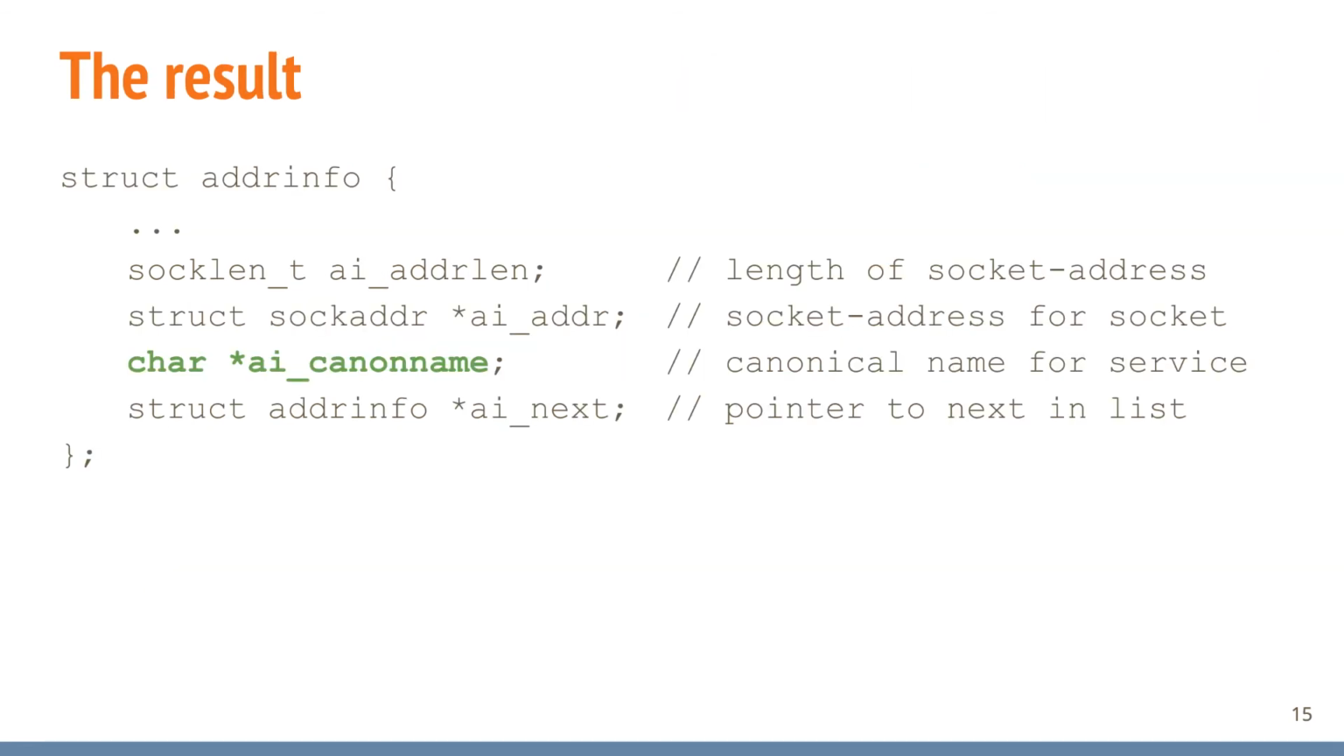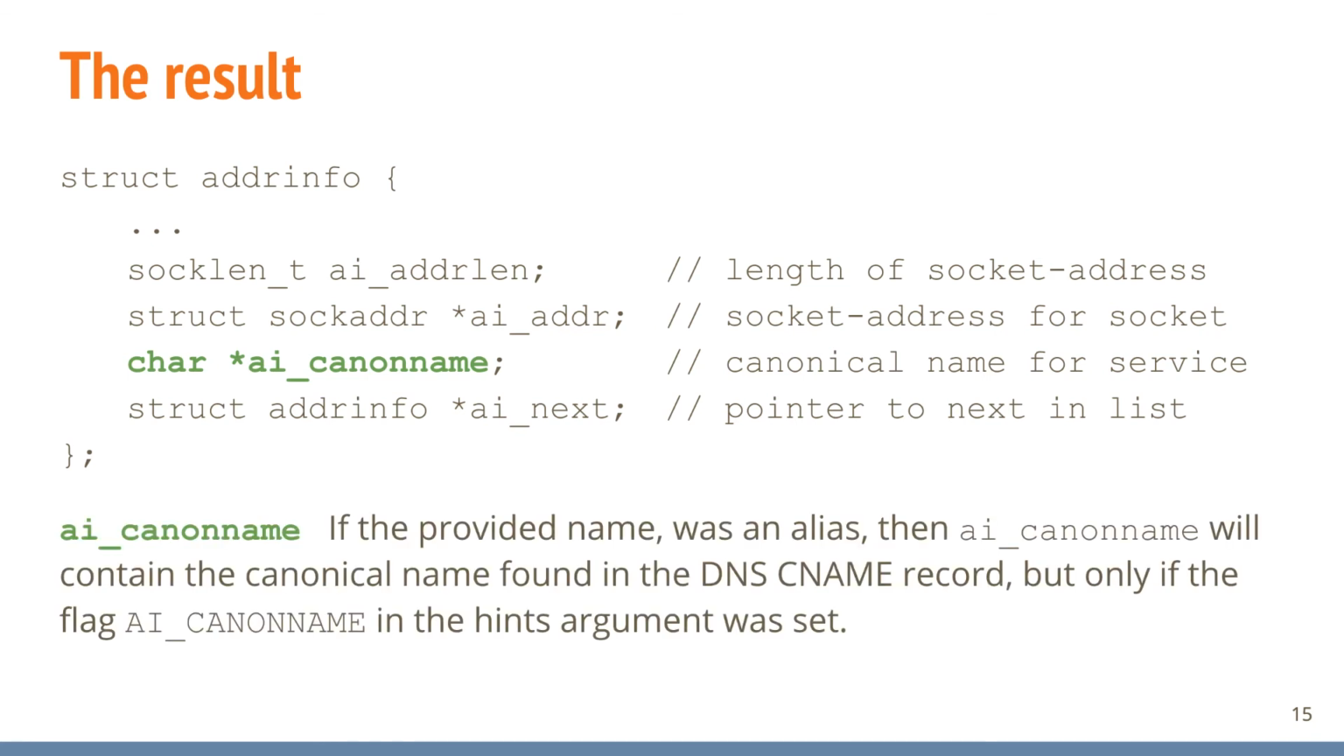This only really leaves the member ai_canonname, which will contain the canonical name of the DNS name that was provided as the node argument to the getaddrinfo system call. That basically means the name that we provided was an alias and the DNS returned a CNAME record. It resolved that to actually get an IP address, but we can get the real name if we are interested in this. In order to actually get the name, the AI_CANONNAME flag in the hints argument to the getaddrinfo function call needs to be set, however.